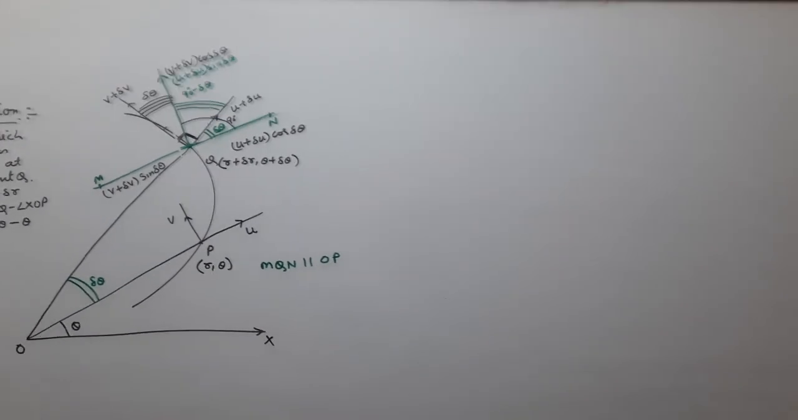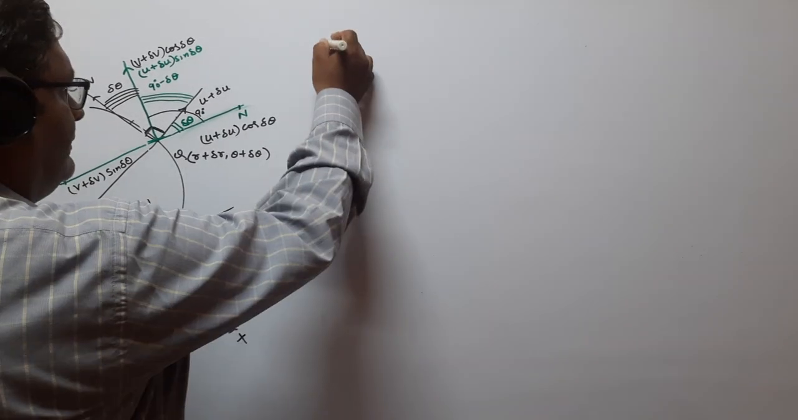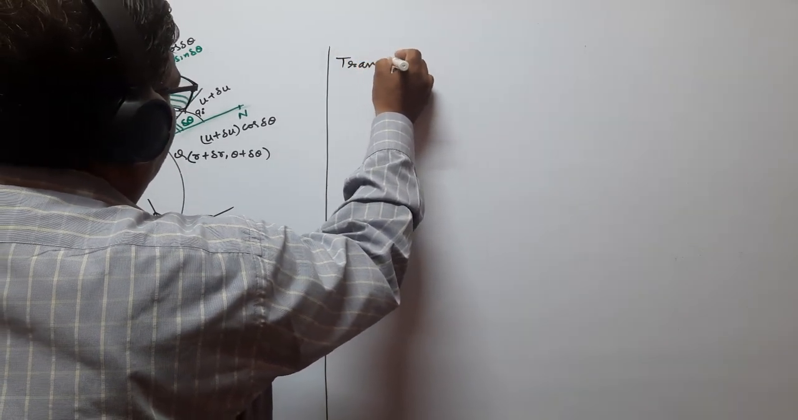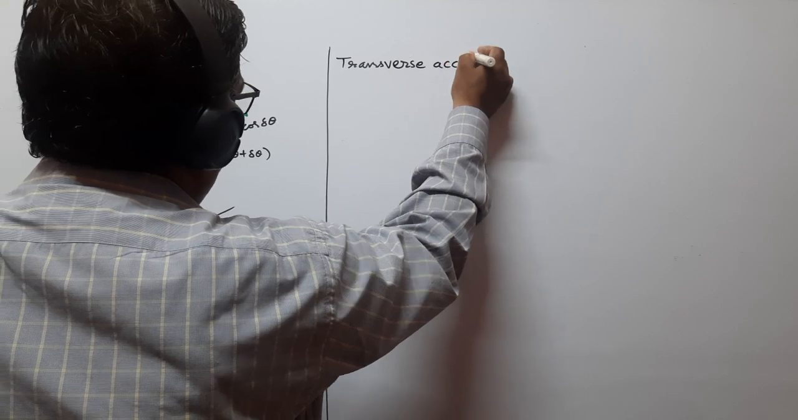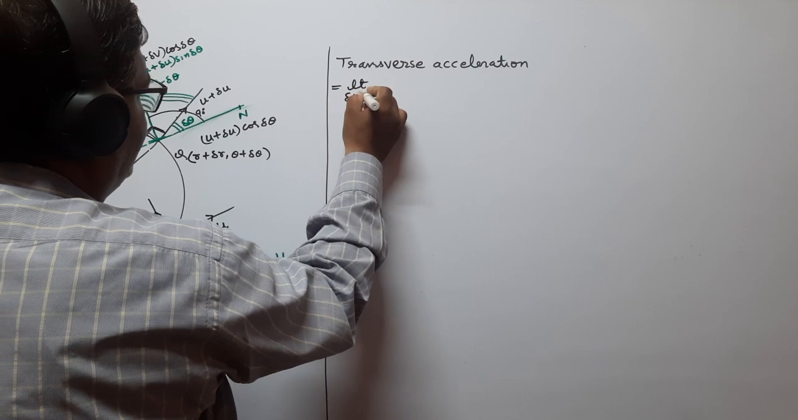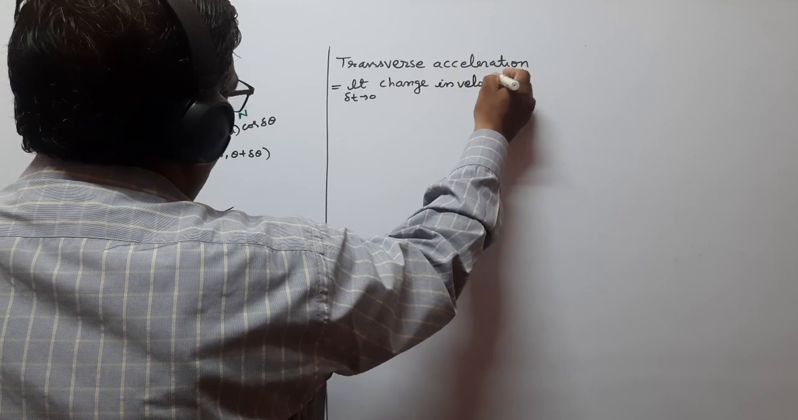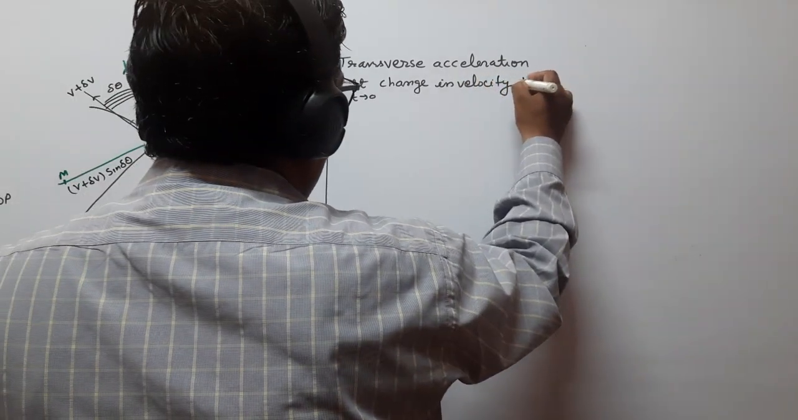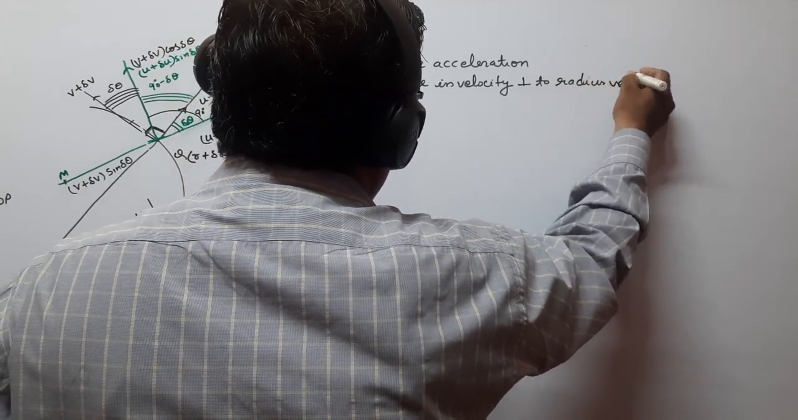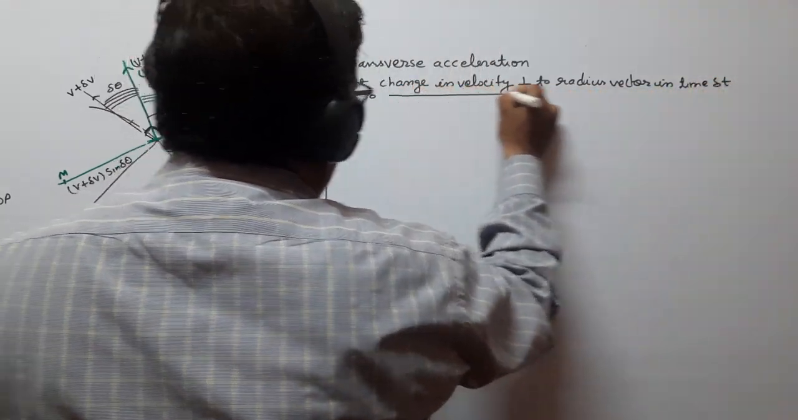So we can see here, we find here transverse acceleration. This is equal to limit del t tends to 0, change in velocity perpendicular to radius vector in time del t divided by del t.